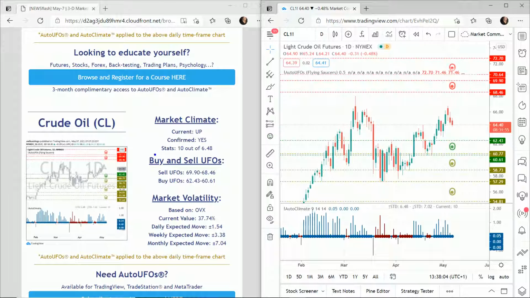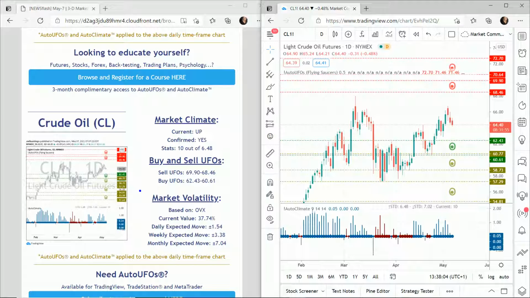Now when it comes to buy and sell UFOs, we have buy UFOs here, so buy orders here, from 62.43 to 60.61. And then we have sell orders here at 69.90 to 68.46. At the moment, we're kind of in the middle there. Climate overall to the upside, but we would expect the climate to be changing soon. Not close enough to either stack of orders at the moment that could potentially move it today in most cases. So at the moment, I'd say overall probability there to the upside with oil, although not as strong as we'd like it to be.